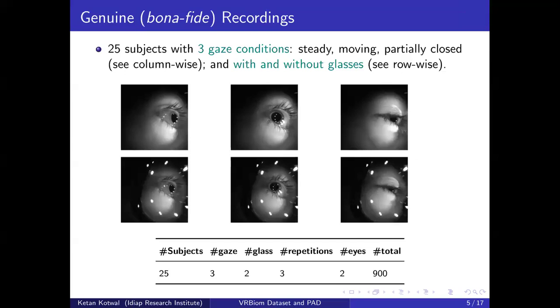Here we have three gaze conditions that you can see if you look column-wise. Each column consists of steady eyes, moving eyes, and partially closed eyes. And row-wise, you can look at the examples of subjects without glasses and subjects wearing glasses. If you look at the combination of all these variations and three repetitions of each, we have a total of 900 such short videos of 10 seconds each, which have been recorded at the rate of 72 frames per second.